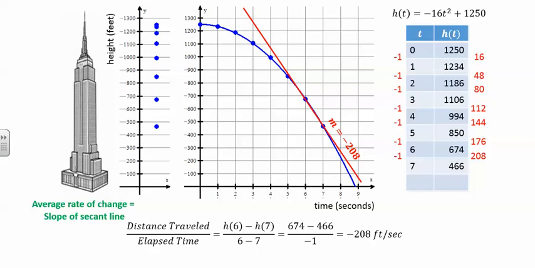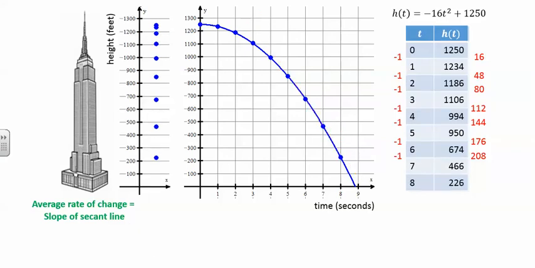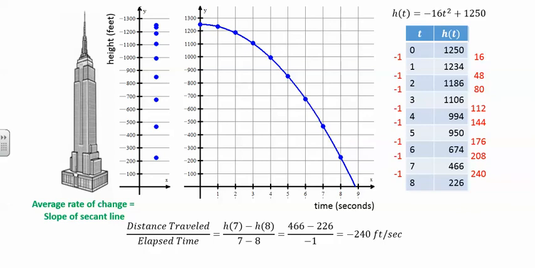Now you can see this in the simulation graph because the coin is falling a greater distance for each constant 1 second change in time. Between t equals 7 and 8 seconds, the average velocity is negative 240 feet per second, and at around 8.84 seconds, the coin will finally hit the ground.